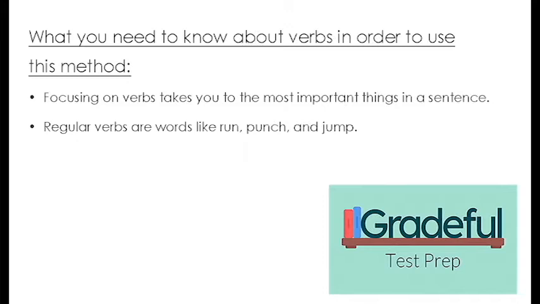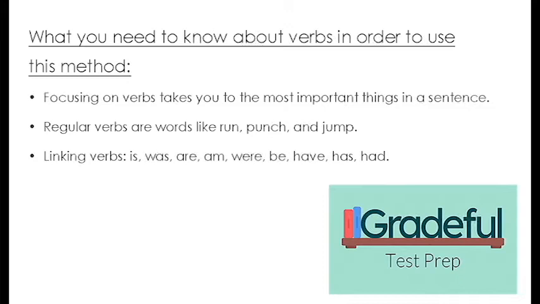But there are smaller verbs. These are words that are referred to as linking verbs. These words are is, was, are, am, were, be, have, has, had. Little verbs that we normally don't notice very often. Not only are these the most common verbs you're ever going to see, but they're also quite easy to ignore.